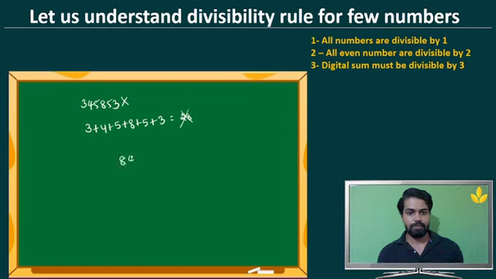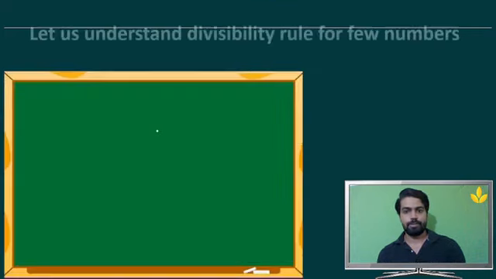I'll give you one more example, whether this number is divisible by 3 or not. I should add these digits again. I'm getting 12, 15 plus 3, 18. So 18 is divisible by 3. That means I can say this number is divisible by 3. So let's see the rule for 4.